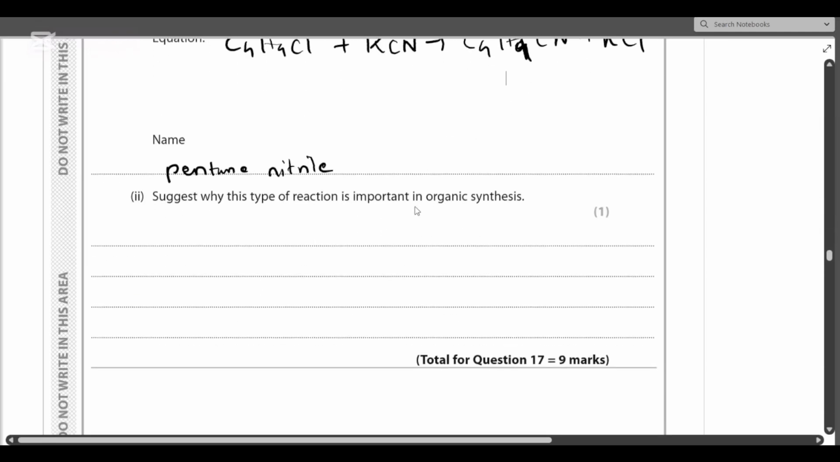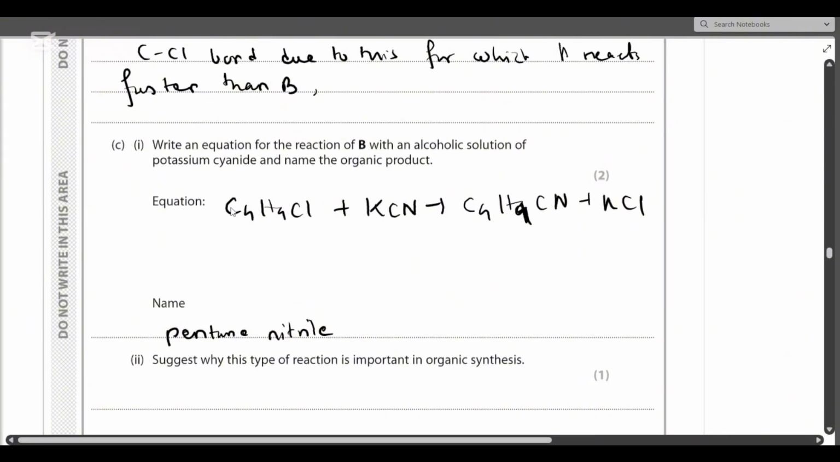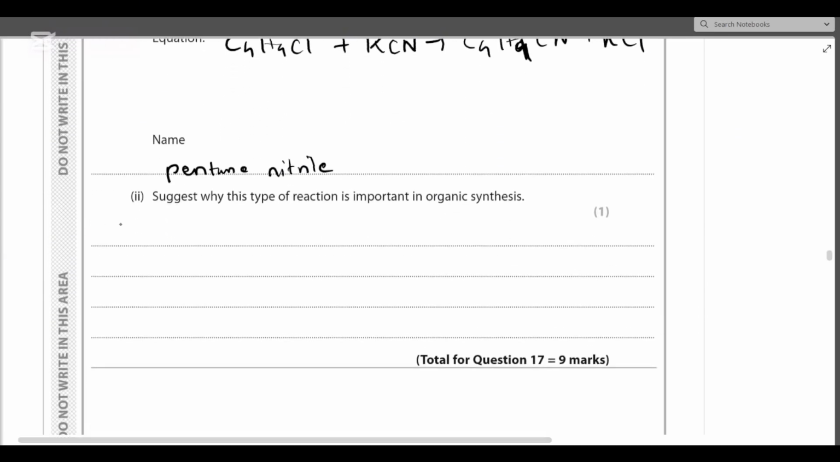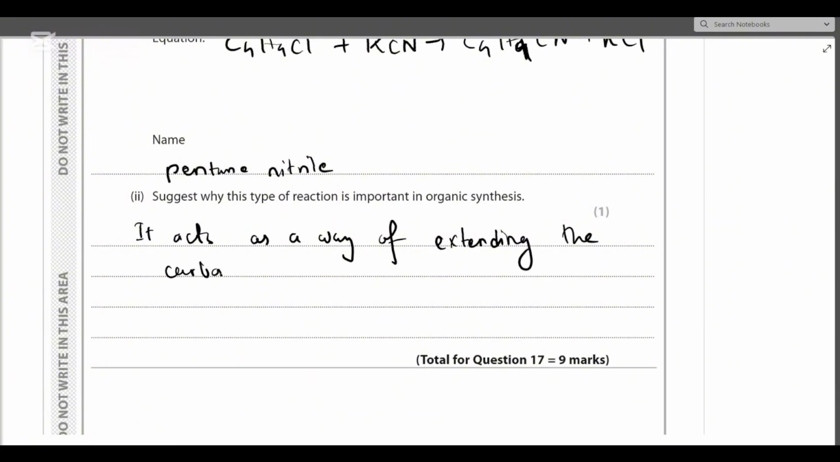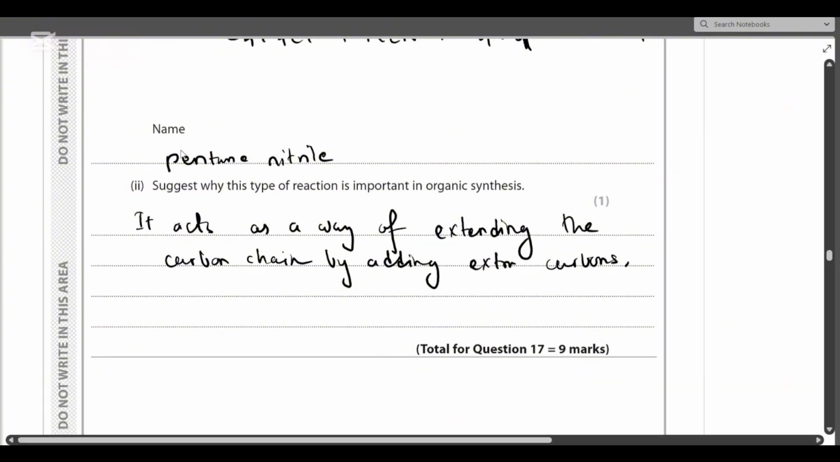Moving on, we can suggest why this type of reaction is important in organic synthesis. Well, it's pretty simple, isn't it? What is happening here? One extra carbon is being added, right? So in organic synthesis, it acts as a way of extending the carbon chain by adding extra carbons. So this is the correct answer for this one.